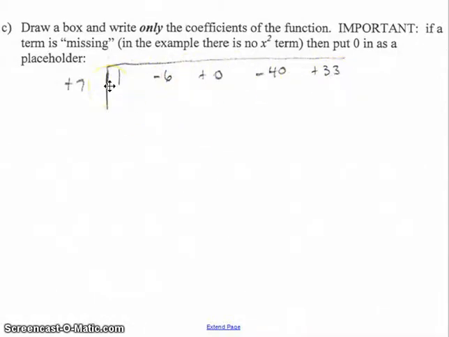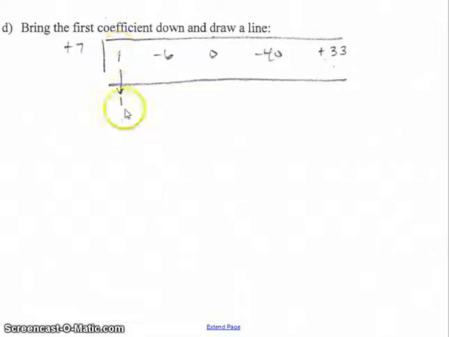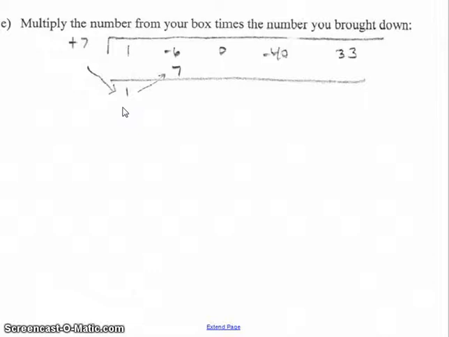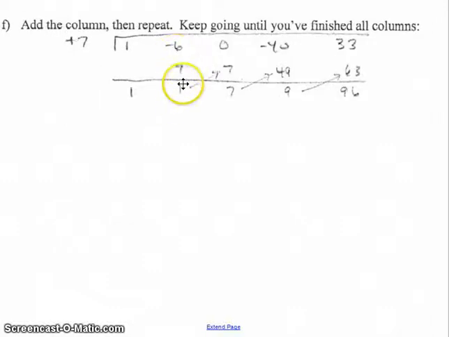And just like with synthetic substitution, you start by bringing that first coefficient down. And you draw a line. Then you multiply this number, which happened to be 7, times this number, which is 1. You get 7. And negative 6 and 7 combine to make 1. 7 times 1 is 7. And you'll see as you go along through this whole string here, just the same way that we did synthetic substitution, you're going to end up with 96. 96 is going to be your remainder.